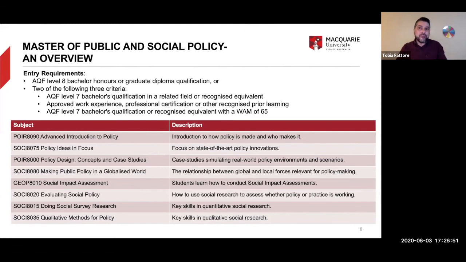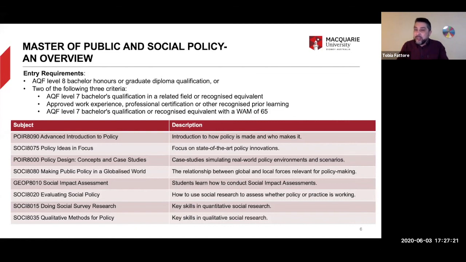And that very much complements the Evaluating Social Policy course, which teaches you how to conduct evaluations. And this is one of the most useful forms of applied social research that we have. So you use research methods to assess whether a policy or a program or a service is meeting its desired outcomes, that is, it's effective according to desired criteria.